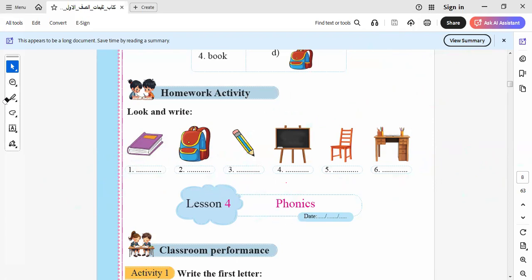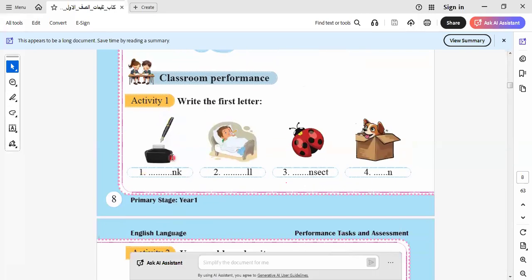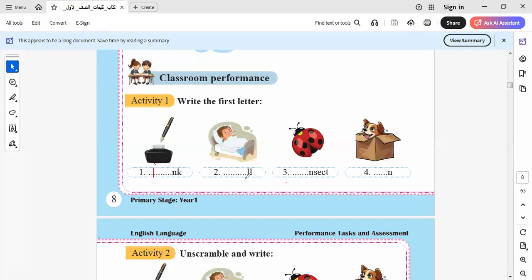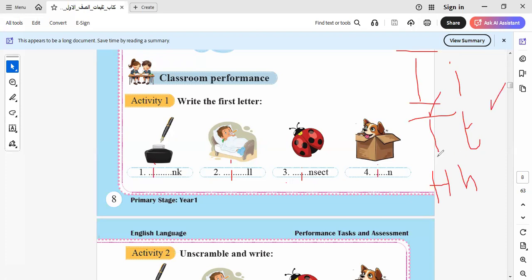Here is the practice on phonics. Let's read it together. Here I write ink. I. So the missing letter will be I. Here is ill. Here is insect. And here is in. Okay. So we know capital I and small i, as we know here. Capital I and small i, capital T and small t, capital H and small h. All these are the alphabet letters that we know during this lesson.